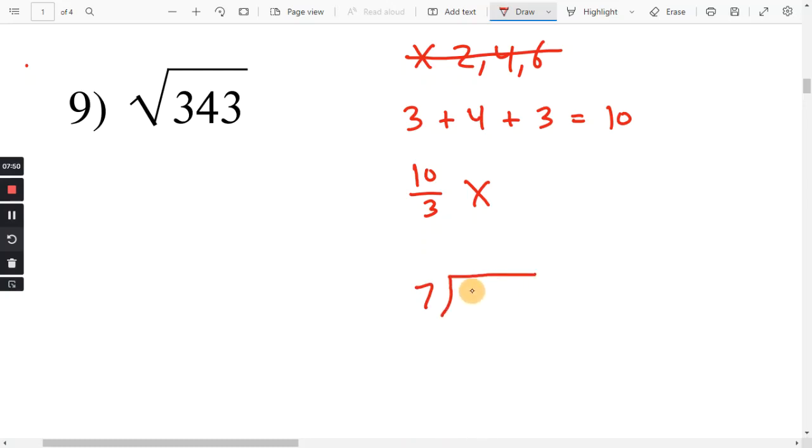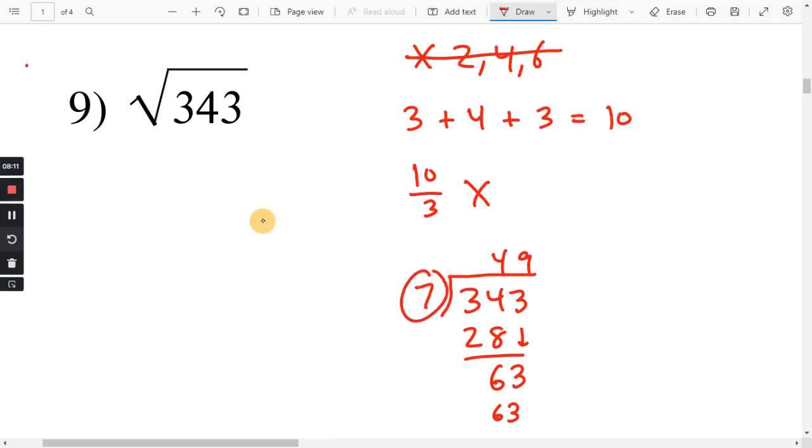Okay, and I think you might as well just do this part on your calculator. Okay, divisible by 7. Let me see. 4 times 7 is 28. And that is 63. Bring down the 3. And 9 times 7 is 63. Okay, so 7 times 49 is going to give us 343. So that's going to be the start of my factoring tree.